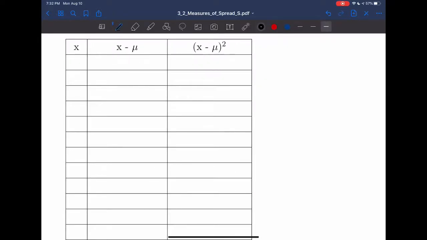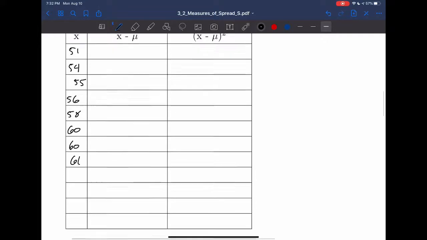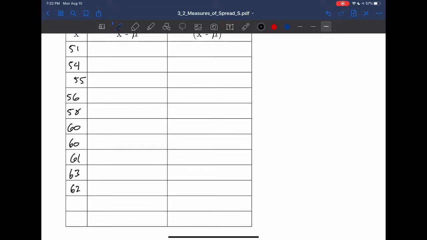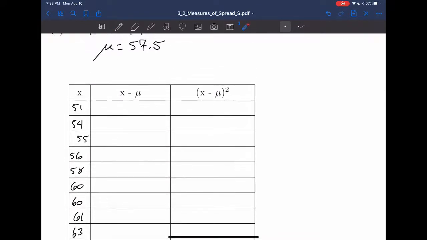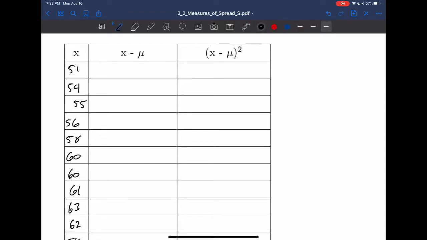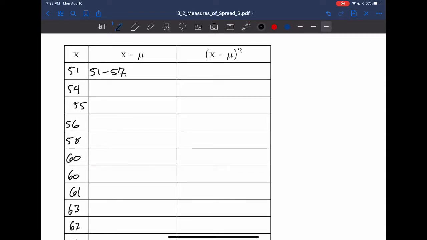On the left column, we write down all of our data values, or our x's. Notice that we don't need to put them in order. It doesn't really matter. Then in the second column, we want to compute x minus mu, which is our population mean. So we take 51 minus 57.5, which gives us negative 6.5. So what we're doing is taking our value and subtracting our population mean from it, and we're just collecting them. So we're going to keep this pattern going all the way through.